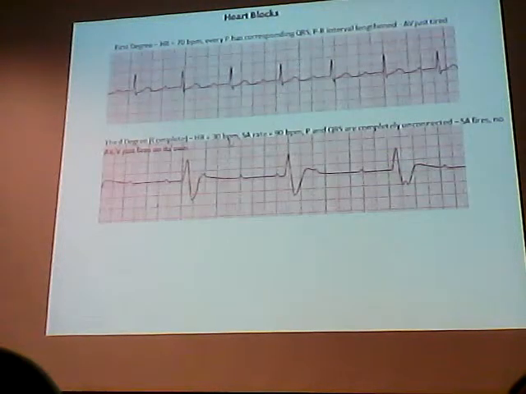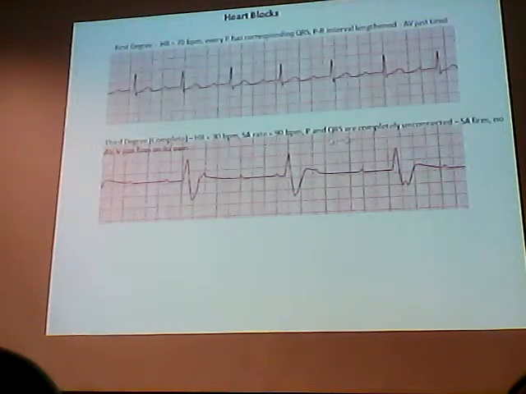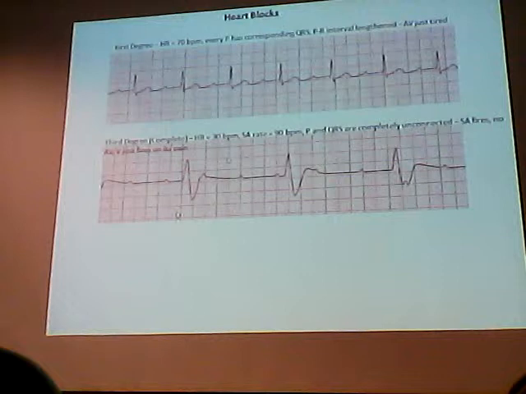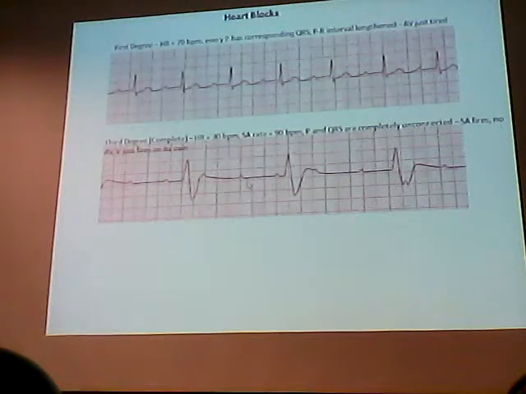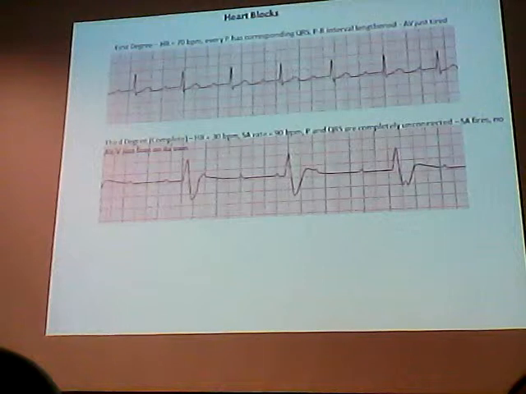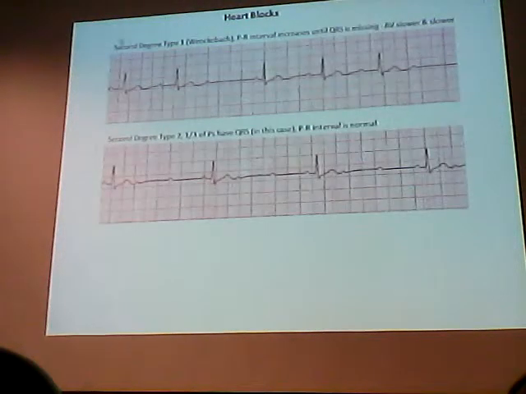A third degree is when you have completely unconnected P and QRS waves. So the P would just be here, and the QRS could just go right after, or it could just skip it altogether. It just fires on its own. You don't notice that AV and the ventricle just fires.